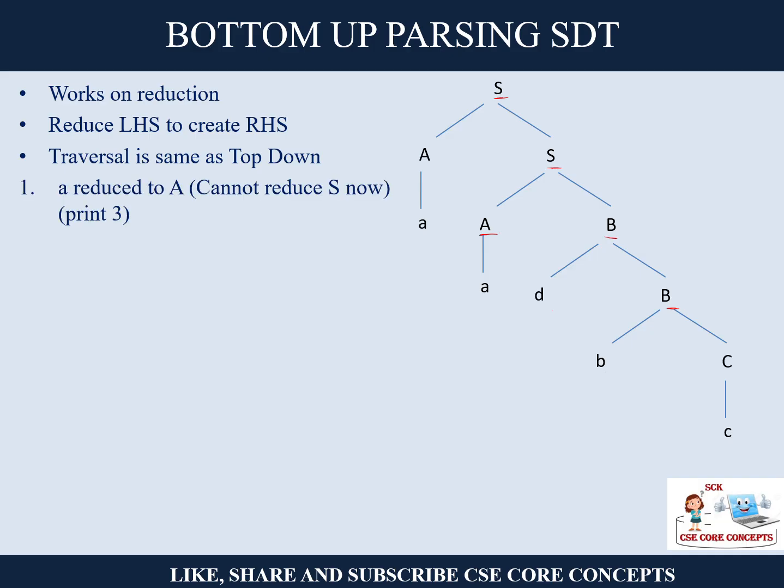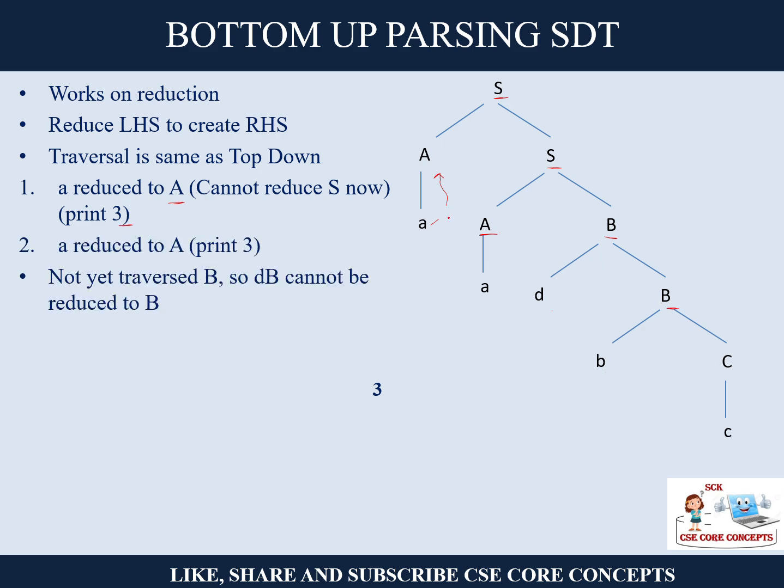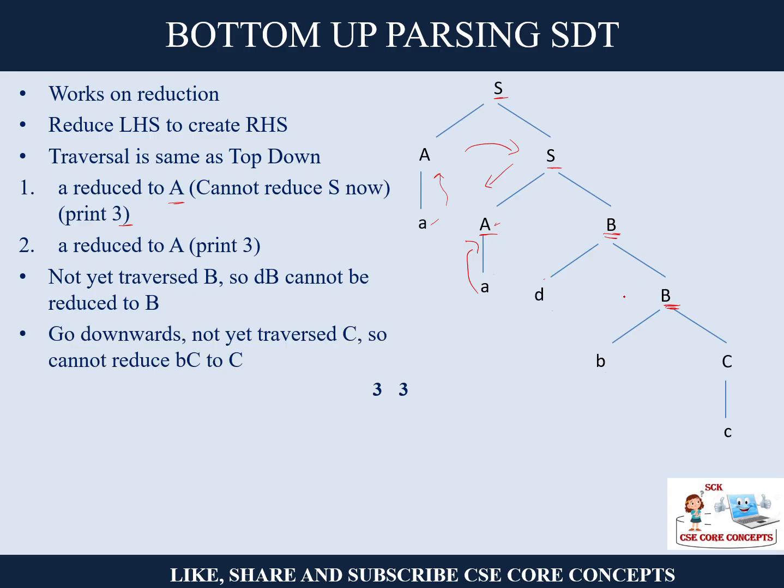Here you can see A reduced to capital A. Printing the output will be the same because you are going to traverse in the top down approach. So A has been reduced to capital A, so you first print 3. Again you traverse, come to this element, and here A is getting reduced to capital A, so again print 3. Now B has not yet been traversed, so you cannot consider DB. Understood? So you have to go downwards till here.